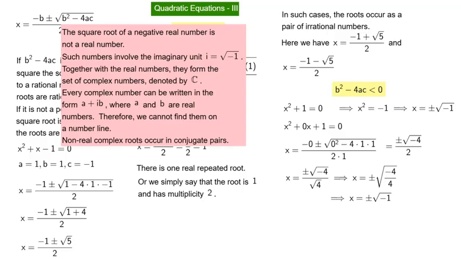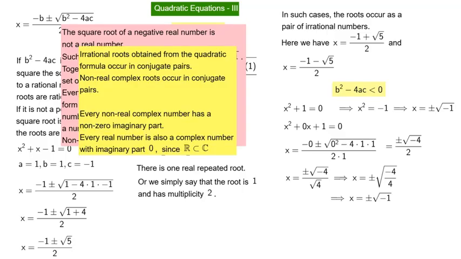Now, this is very important to understand clearly. Irrational roots obtained from the quadratic formula occur in conjugate pairs. What are conjugate pairs? Everything else remains the same except the sign before the square root. So if there is a plus here, then minus is also going to be a root. Non-real complex roots occur in conjugate pairs. Again, plus or minus before the square root of minus 1.